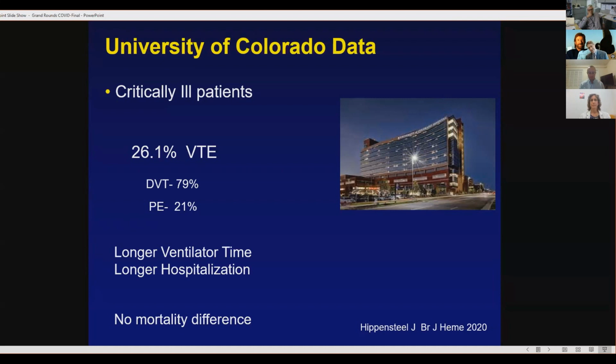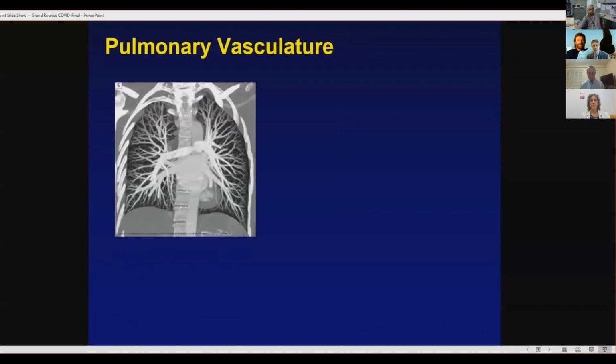Keep in mind that we are not screening for VTE, so these are clinically indicated studies that were done. Likely the prevalence is much higher if we went to a screening evaluation for this.